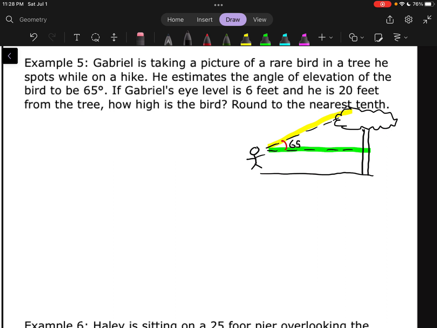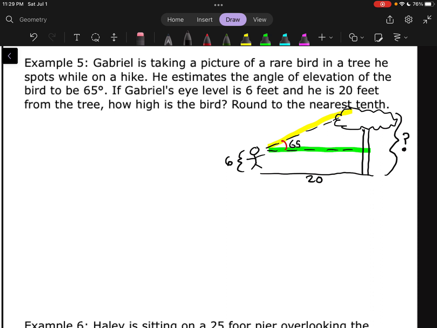We know that Gabriel's eye level is 6 feet above the ground, and this is what makes this a little bit trickier. And he is 20 feet from the tree. And we want to know how high is the bird. Now the bird is up where he's looking, right? So what we really want to know is this: how high up in the air is the bird? It's that question mark there.